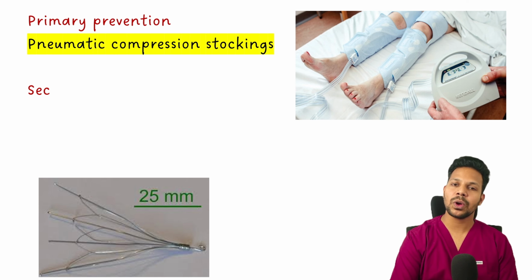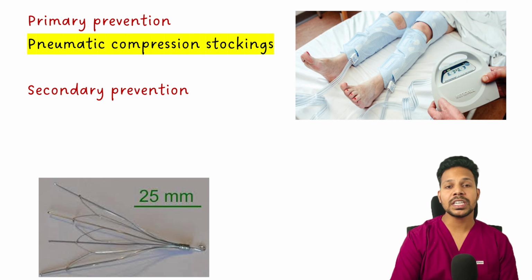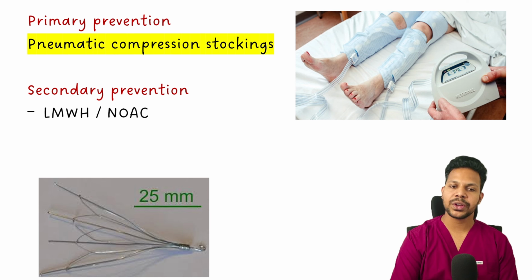But if the patient already has a previous history of DVT or pulmonary embolism, if you want to prevent further episodes of DVT or PE, then what you are doing is secondary prevention. So for secondary prevention, you'll use drugs like low molecular weight heparin or novel oral anticoagulant agents.